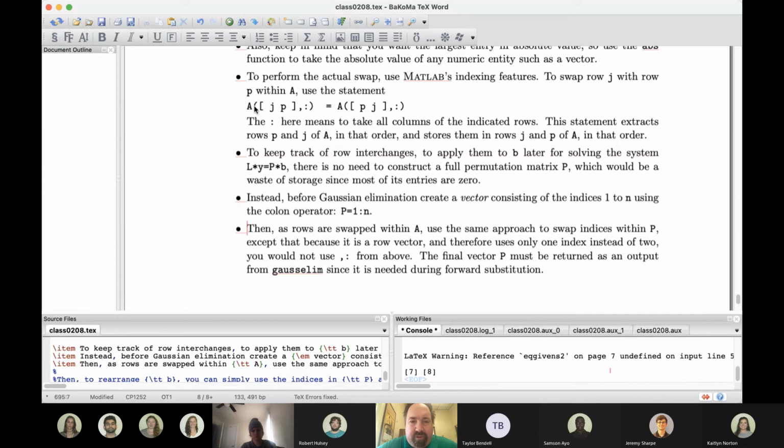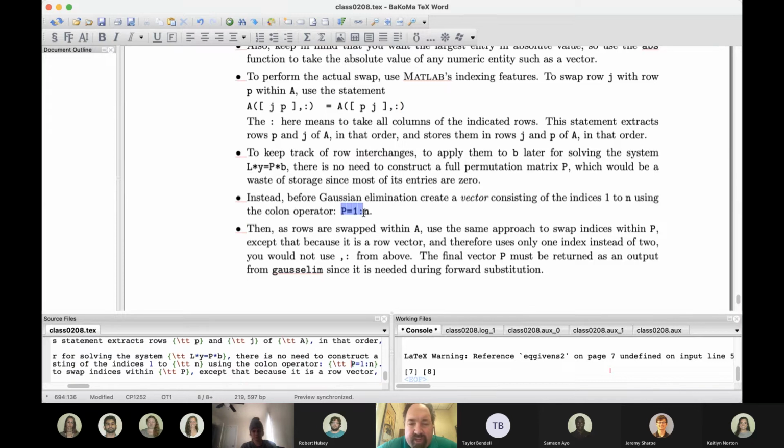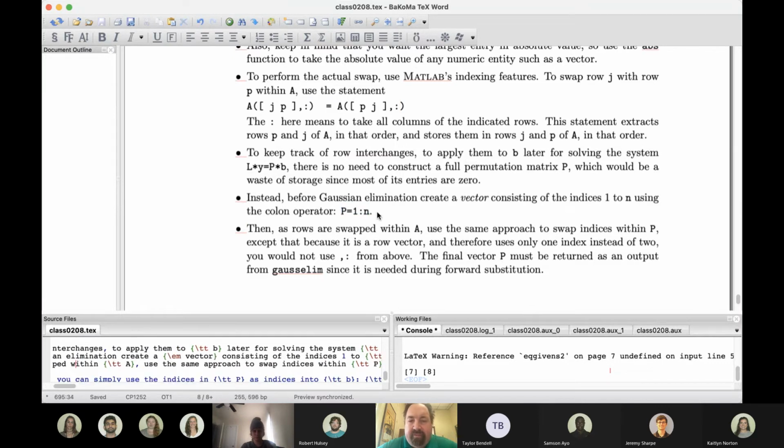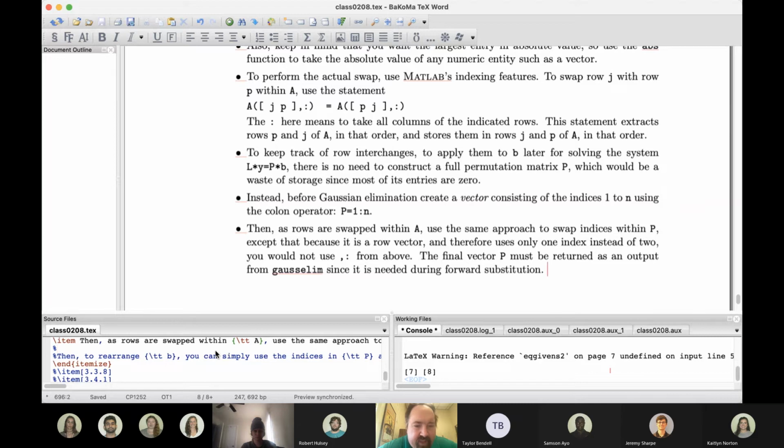As you swap rows J and P, also swap entries of capital P. That way, you're indicating the indices of rows that I swapped. This has to be returned as output from Gauss elim, because this would be the final ordering of the rows after all row swaps are taken into account.